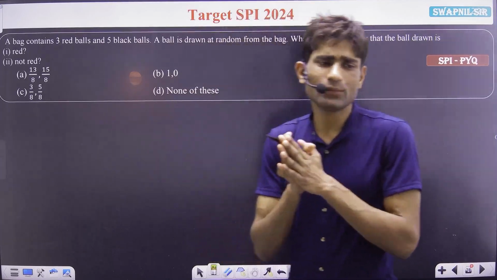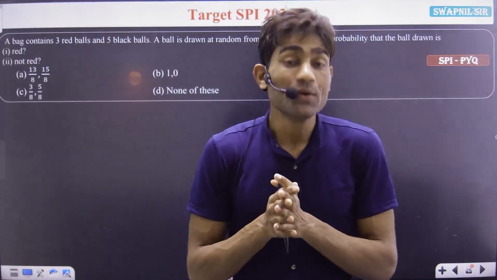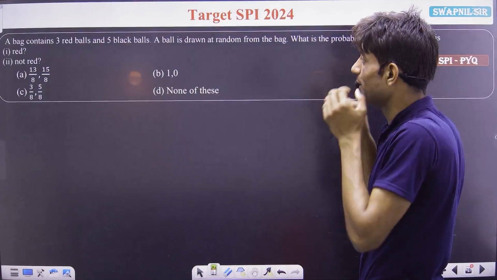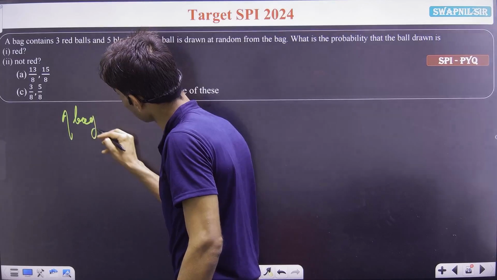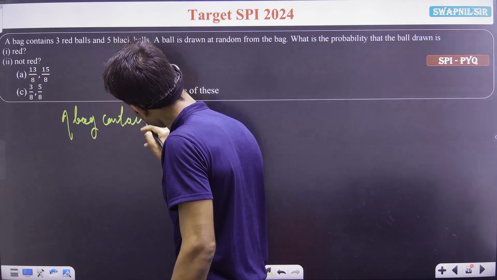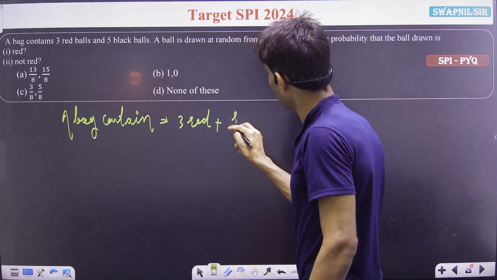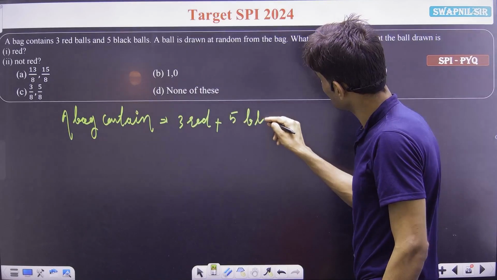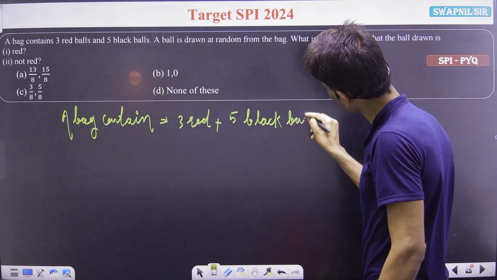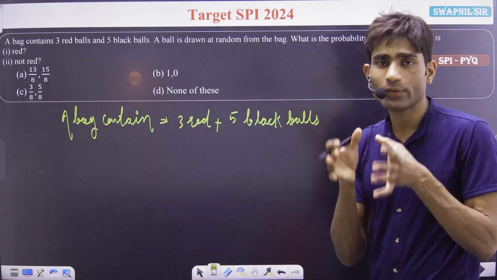In our question we are given a bag which contains 3 red balls and 5 black balls. This is our given condition here.